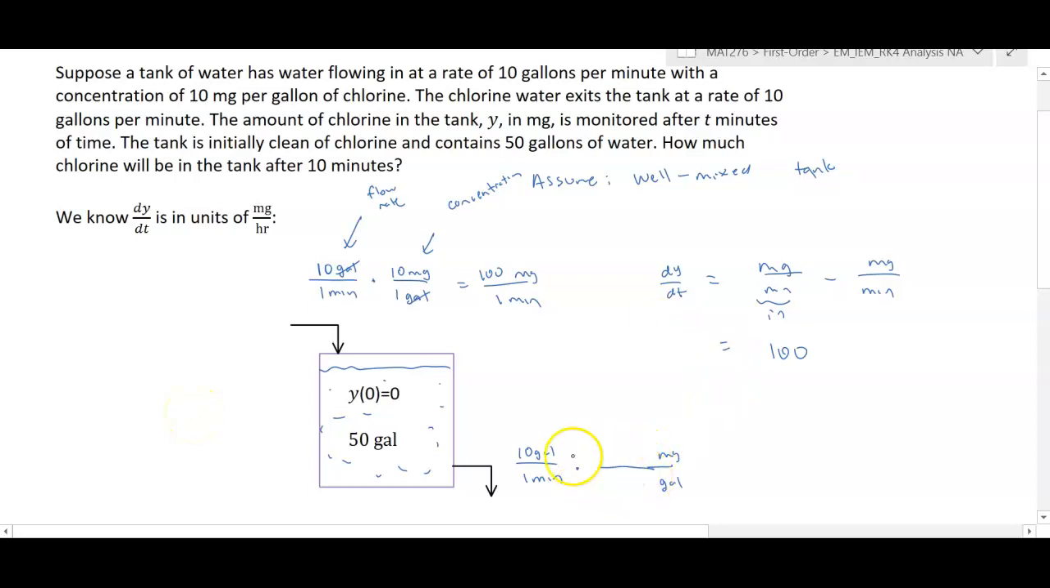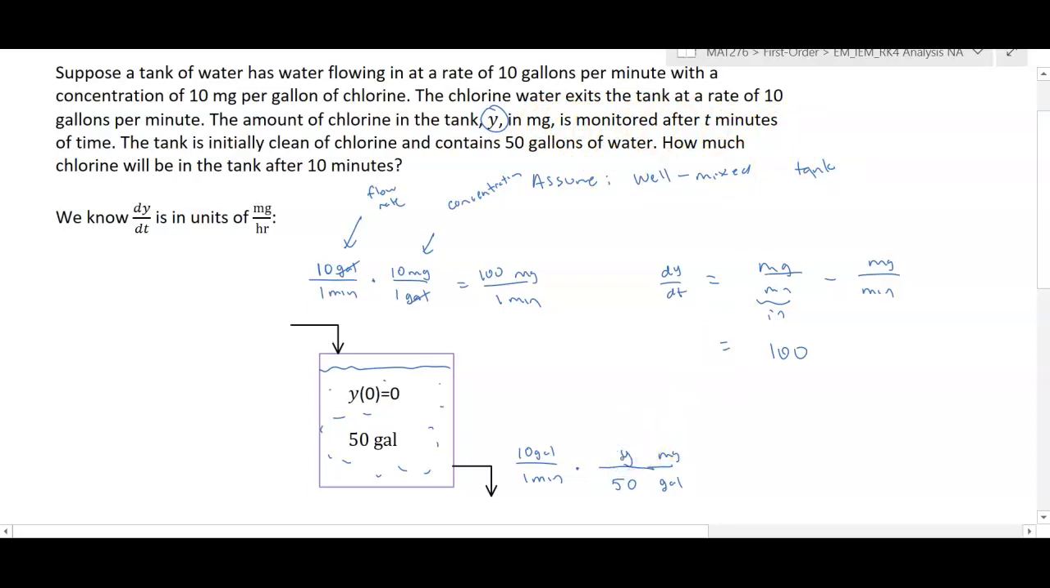And we know that what's coming out of this tank is what's inside of it. So we need to figure out what's the concentration inside of the tank. Well, it's going to be something dissolved in 50 gallons, right? Because what goes out is based on what's inside. And how many milligrams are inside of that at any given moment? Well, we don't know that exactly, because if we did, then we wouldn't need to write a differential equation. We would just know y as a function of time. But we have a variable that keeps track of that for us: the amount of chlorine in the tank, which is y, in milligrams after t minutes.